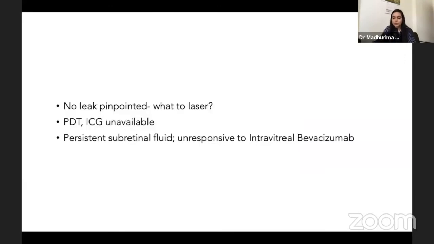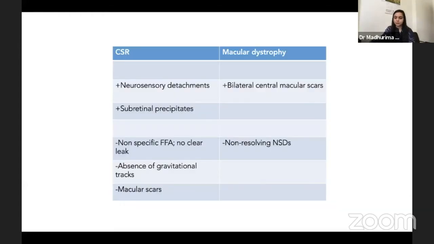So at this point, since we could not find any clear leak, laser was not an option. What we were left with was to either do an ICG and find some choroidal leak, which then we could have treated with PDT. But because these modalities are not available with us and the patient had persistent subretinal fluid and low vision, we decided to go with a trial of 1 dose of intravitreal bevacizumab in each eye. But after 6 weeks, she still had no response to those injections.